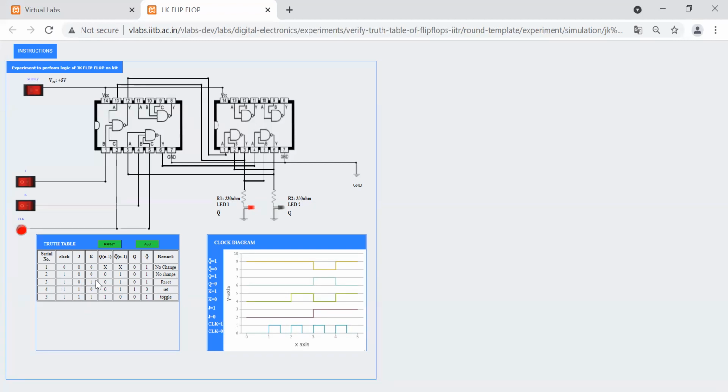The waveforms corresponding to the inputs and outputs we can check here in the clock diagram, which is also called the timing diagram. So this is all about the verification of the truth table of the JK flip-flop and its clock diagram. Thank you.